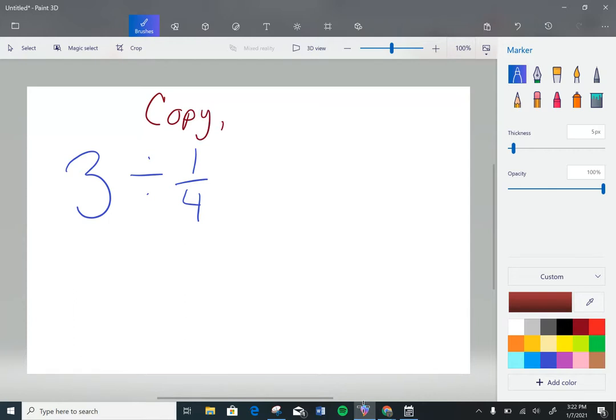copy, change, flip. What this means is I'm going to copy the first fraction, change to a multiplication sign, and flip my second fraction. If you notice, I said copy a fraction, but 3 is not a fraction.